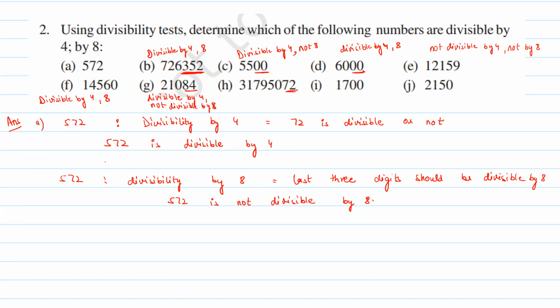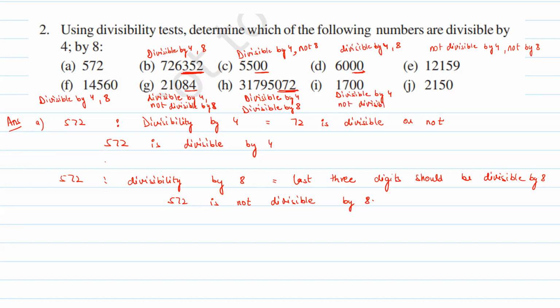72, is 72 divisible by 4? Yes, 72 is divisible by 4. And is 072 divisible by 8? That means 72 only. Yes, last two digits divisible by 8 as well. If I say 00, it is divisible by 4. But if I say 700, is 700 divisible by 8? No, not divisible by 8.